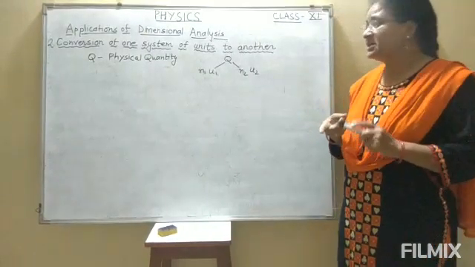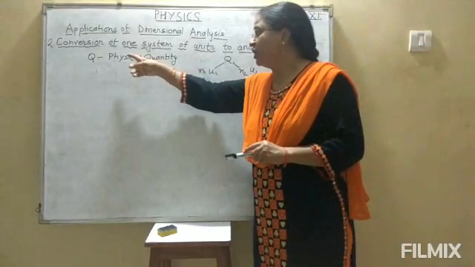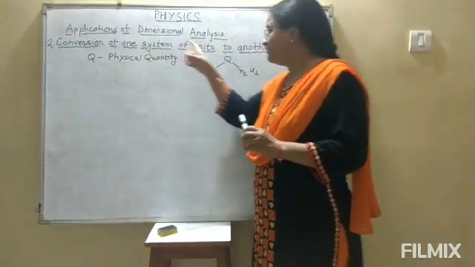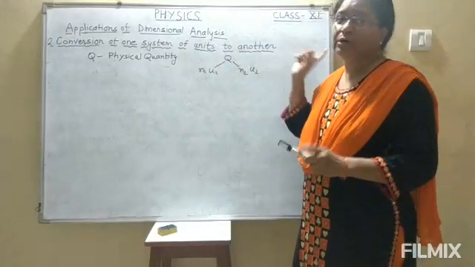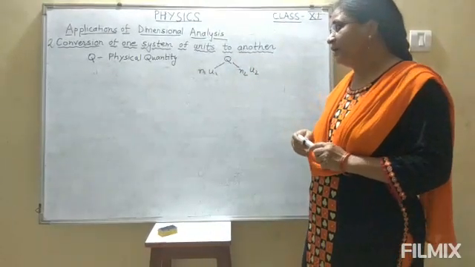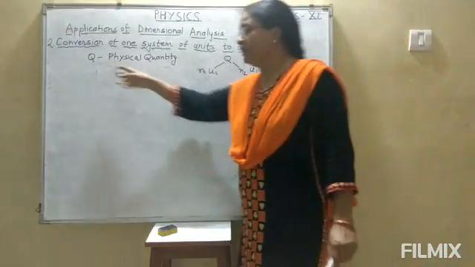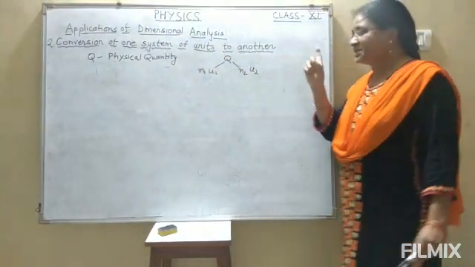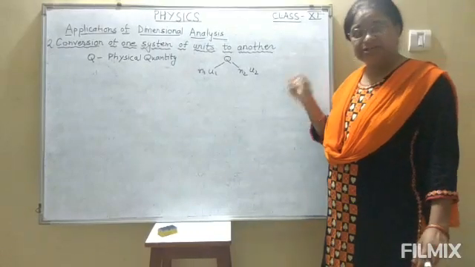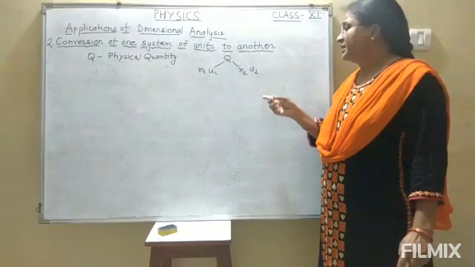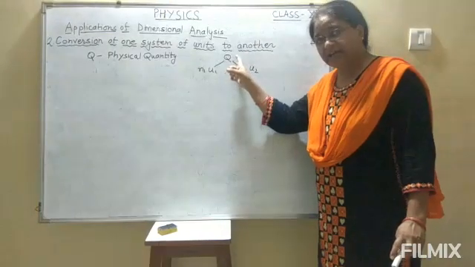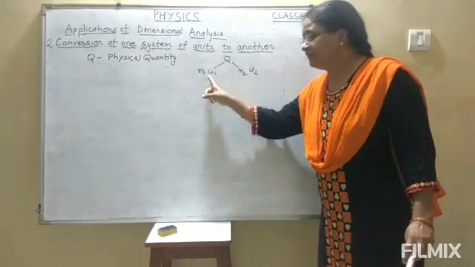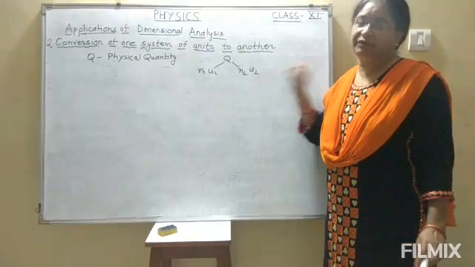So today we will study the second use of dimensional analysis, that is conversion of one system of unit into another system. Okay. For that, suppose we have a physical quantity Q. And this conversion is based upon the fact that the magnitude of any physical quantity will remain the same whatever may be the system of unit.